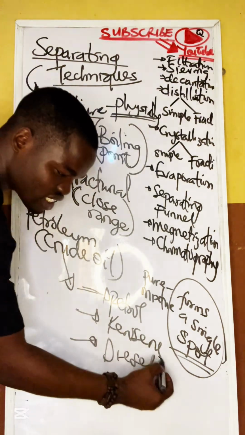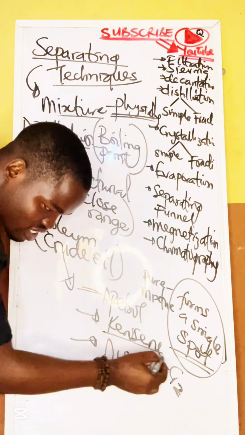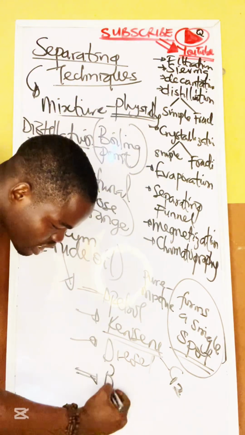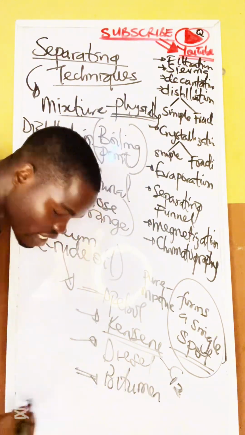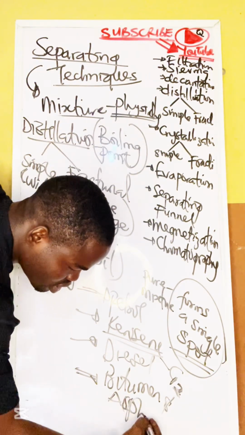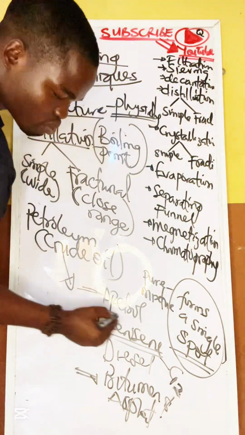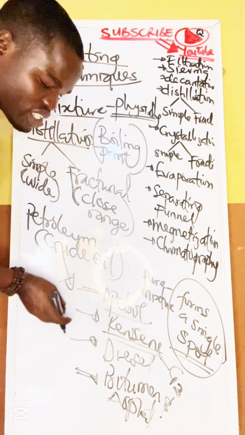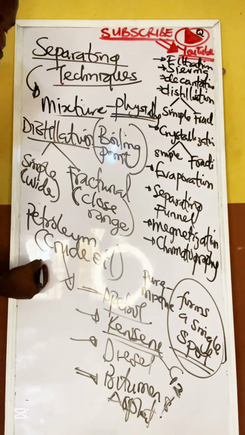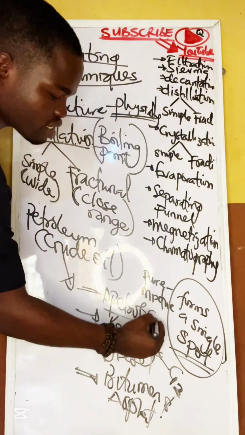Another thing that is important here is that these products are carbons. Kerosene starts from C12, because it's a JAMB question. So there is diesel, there is bitumen, and sometimes they call the last one bitumen and asphalt. Please take note of this. Petrol and kerosene are products that will come out when you do fractional distillation of crude oil. Petrol is from C4.